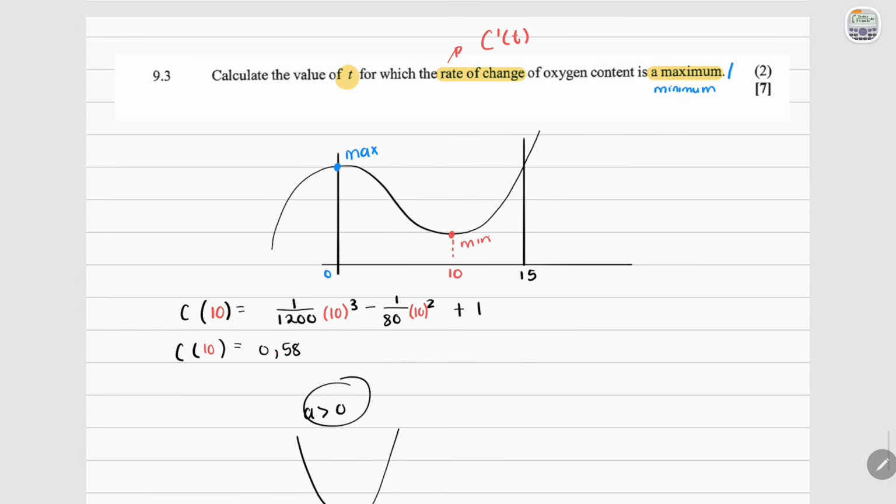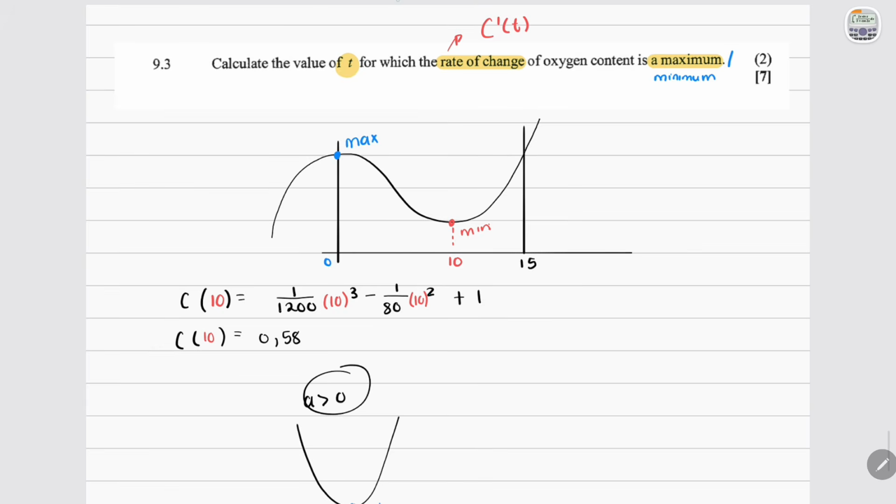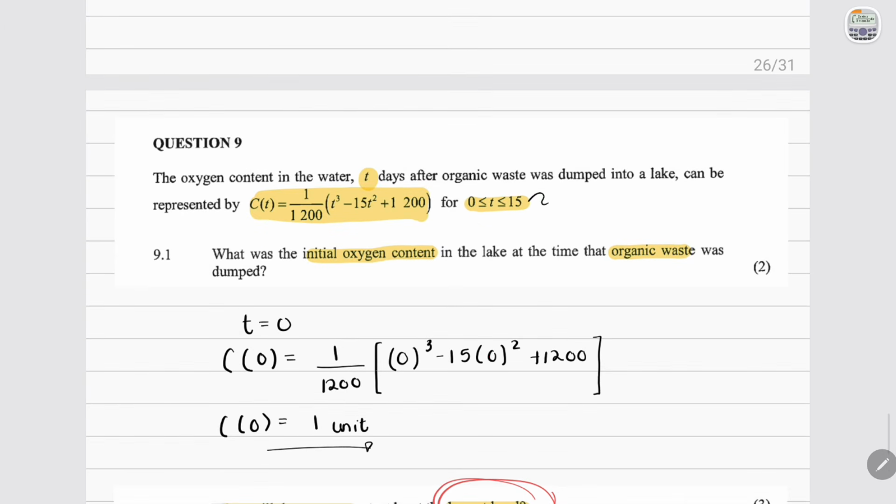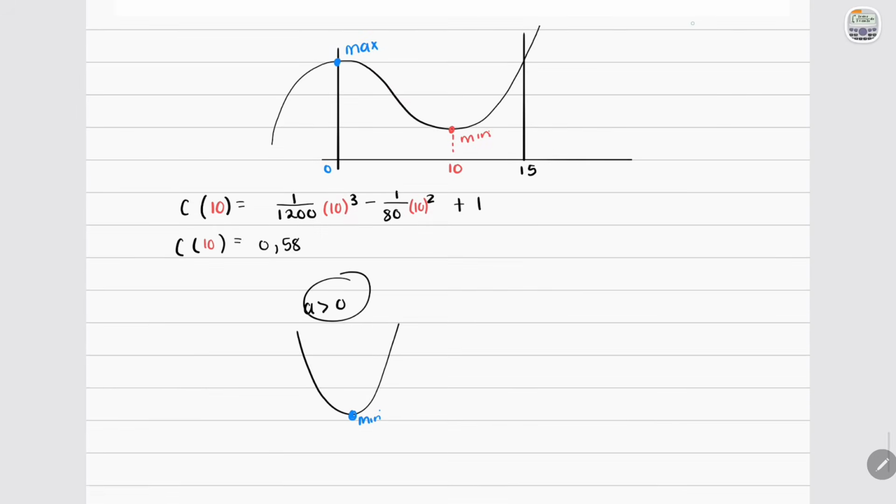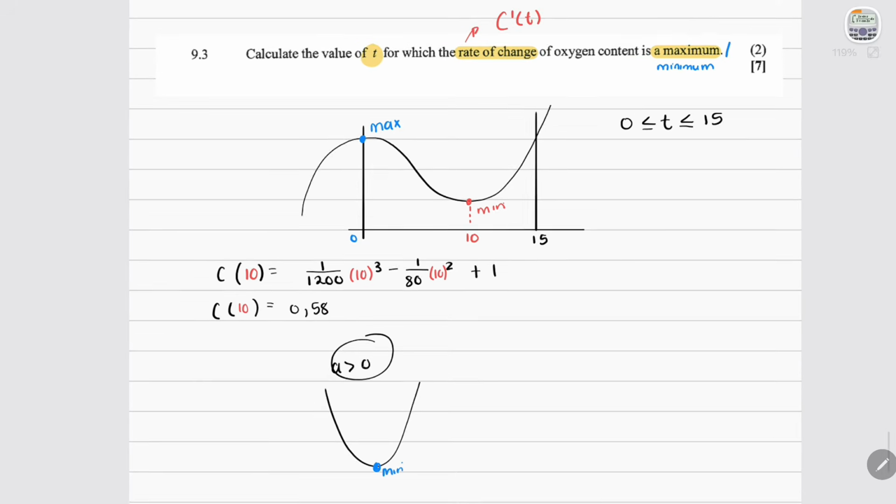I feel like it's a trick question now at this point. Because do you also remember how in the beginning they did tell us that t goes from 0 to 15, right? So let's keep that down here. Okay, so from 0 to 15.